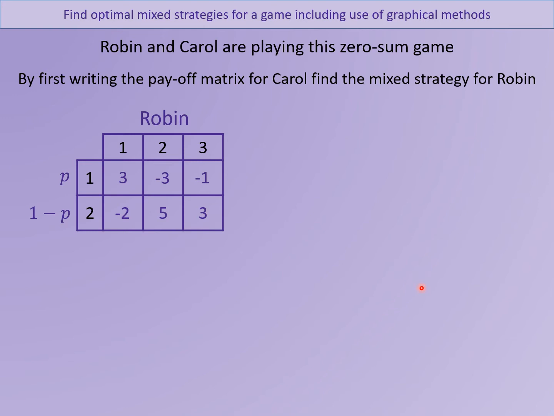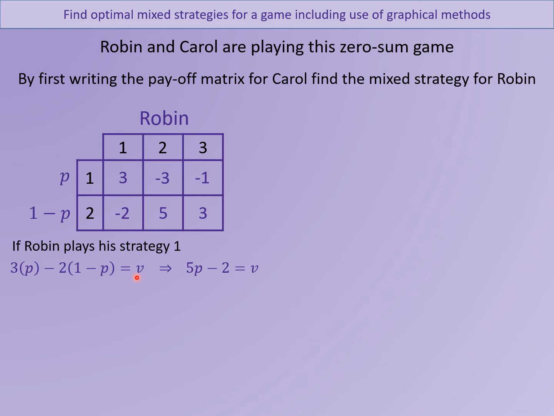Now once we've got that set up, we can work out all the different inequalities. If we look at Robin, she could win 3 every time Carol plays P, or if Robin plays strategy 1, she would win -2 every time Carol plays 1 minus P, and that is the value of the game. So simplify it: 5p minus 2. You might want to pause there and have a go at the other 2 if you haven't done it already.